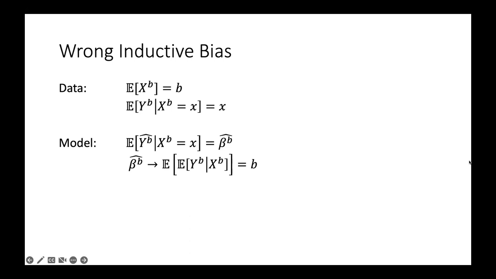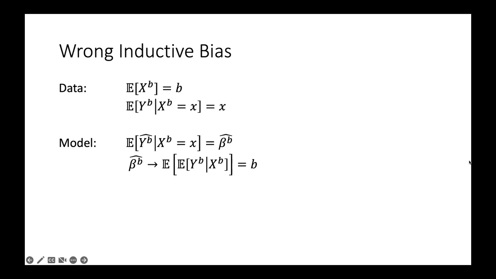The first one is wrong inductive bias, meaning wrong model architecture, wrong training algorithm, or wrong data preprocessing, which don't 100% agree with the data generation mechanism. As an example, we consider data where the marginal distribution of the features differs between D0 and D1. So here it's just a one-dimensional example. For D0, the expectation is 0, and for D1, it's 1. The expected label given the features is the same in both cases. And for simplicity here, it's just equal to the feature value.